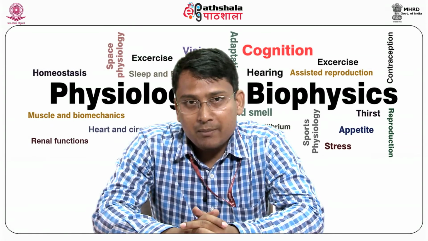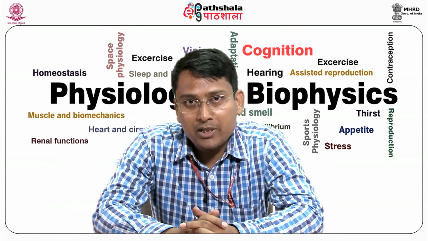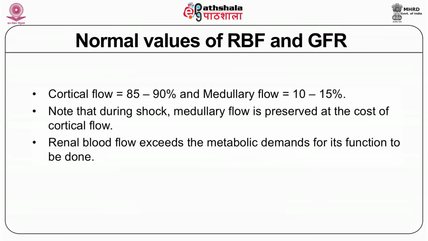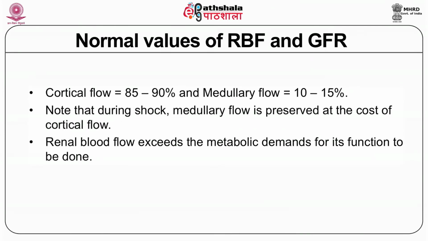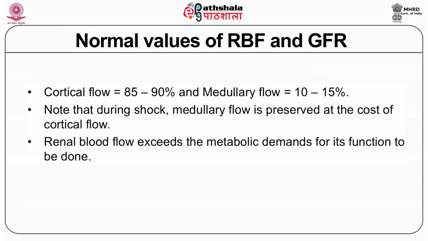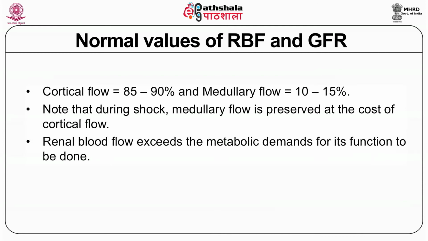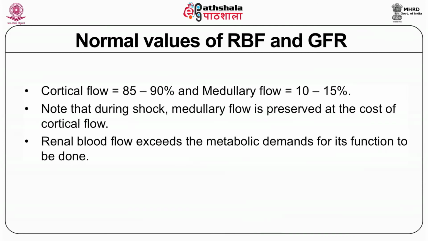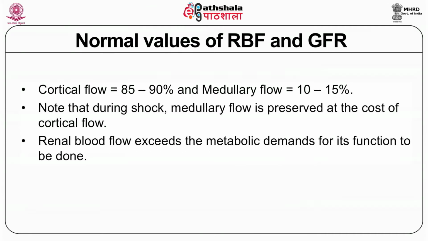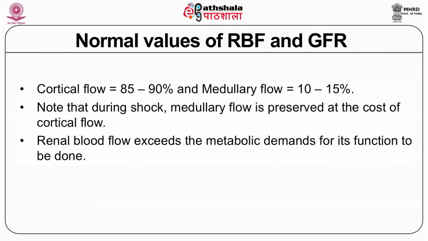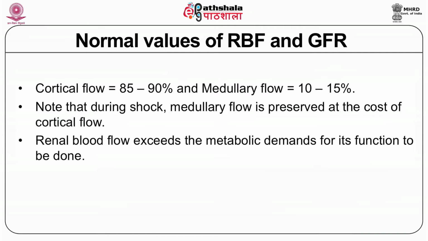So, out of these parameters we will decide what the cortical flow and what the medullary flow are. Normally the cortical flow is 85 to 90% and the medullary flow is only 10 to 15%. Now, it is essential to note that during shock, medullary flow is actually preserved at the cost of cortical flow. Renal blood flow exceeds the metabolic demand for its function to be done.